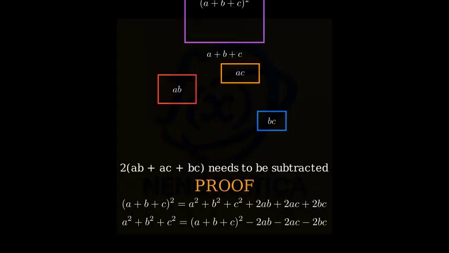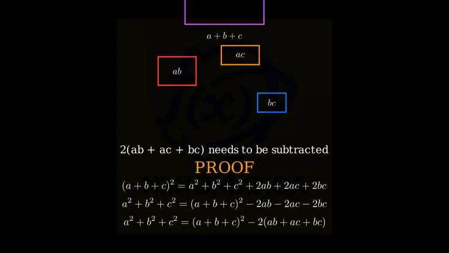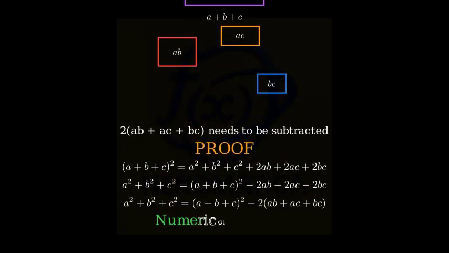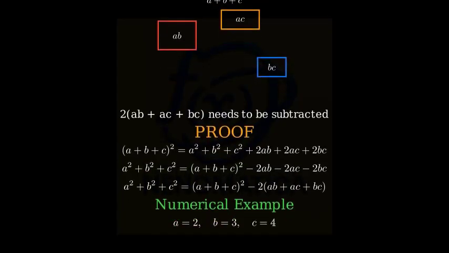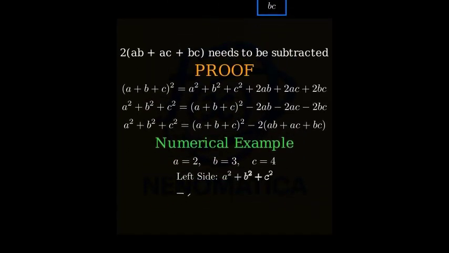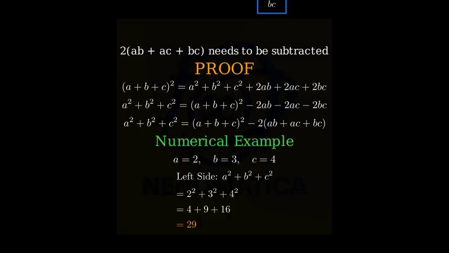Let's verify this identity with a numerical example. Let's choose a equals 2, b equals 3, and c equals 4. For the left side of the equation, we compute a squared plus b squared plus c squared, which is 2 squared plus 3 squared plus 4 squared equals 4 plus 9 plus 16 equals 29.